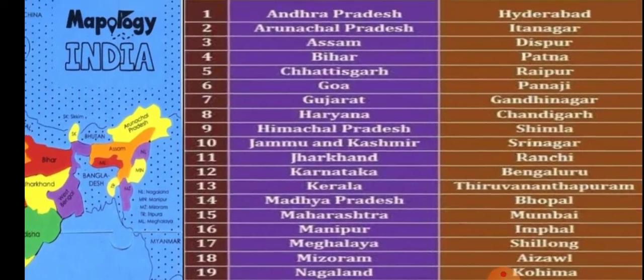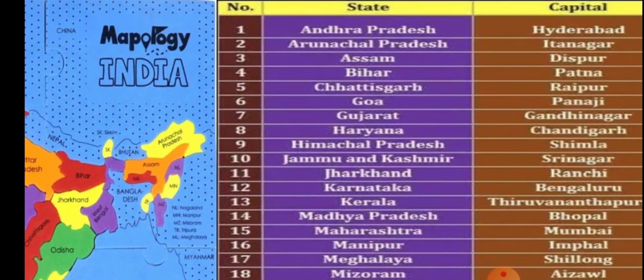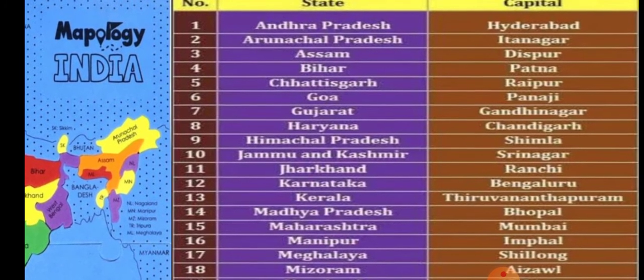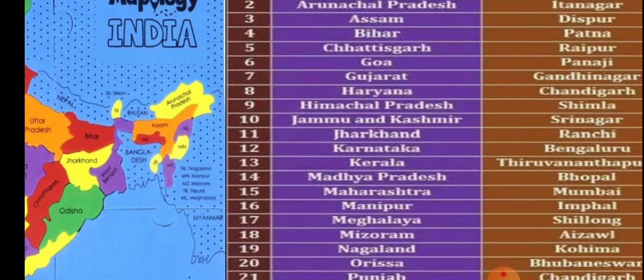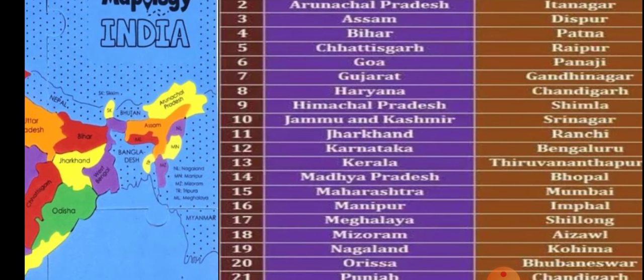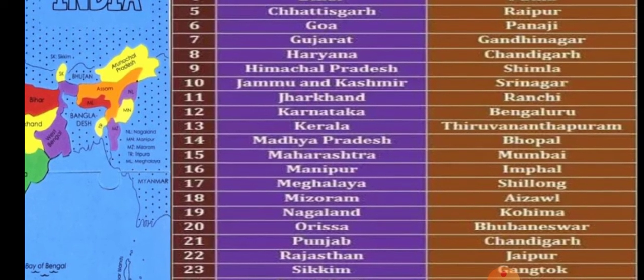First one, Andhra Pradesh, capital Hyderabad. Arunachal Pradesh, Itanagar. Assam, not Asam, now it is called Assam, Dispur. Bihar, Patna. Chhattisgarh, Raipur. Goa, Panaji. Gujarat, Gandhinagar. Haryana, Chandigarh. Himachal Pradesh, Simla. Jammu Kashmir is now divided into two union territories, Jammu and Ladakh. Jammu capital Srinagar, Ladakh capital Leh. So note down, students. Next, Jharkhand, Ranchi.